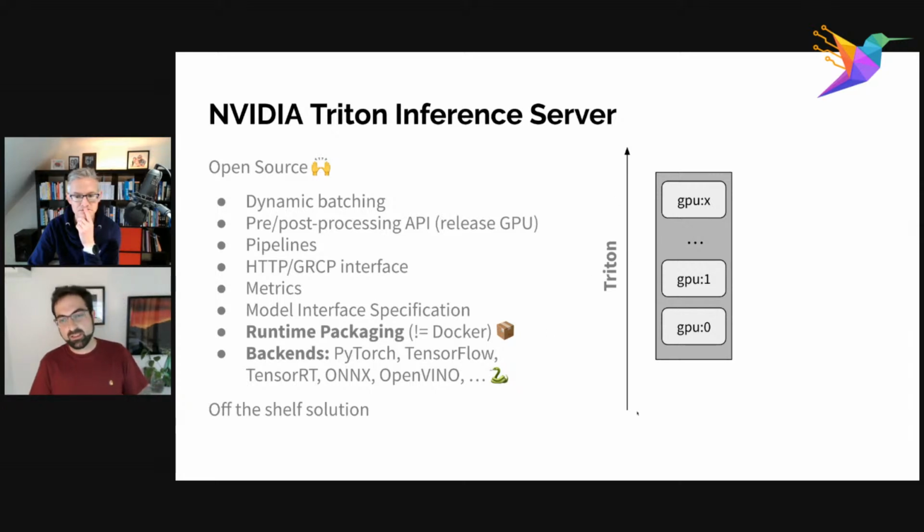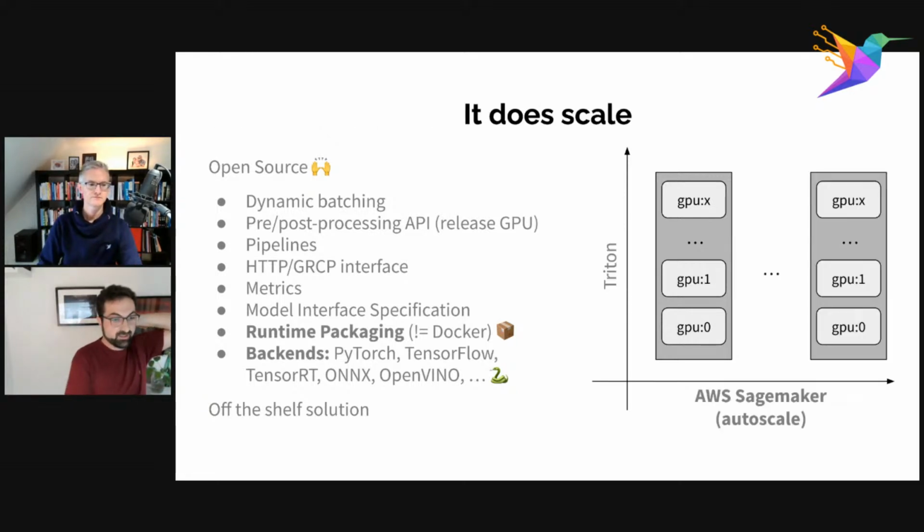So essentially, Triton is the component that allows us to exploit GPU hosts vertically, and SageMaker is what allowed us to scale out horizontally, by just allocating more instances. The auto scale feature of SageMaker was very convenient to achieve that flexible scaling.